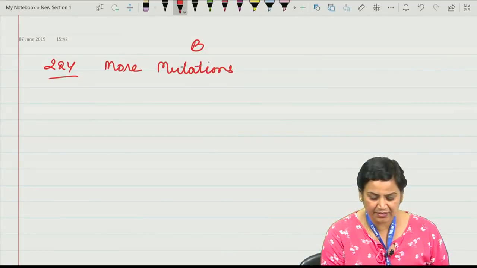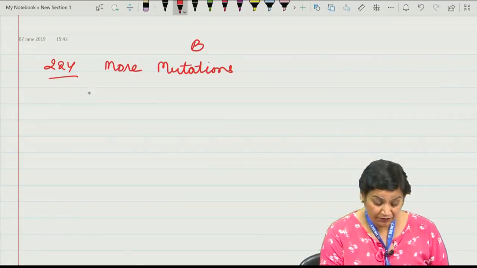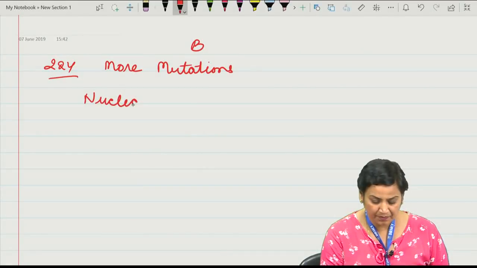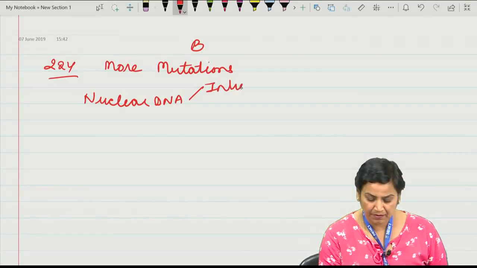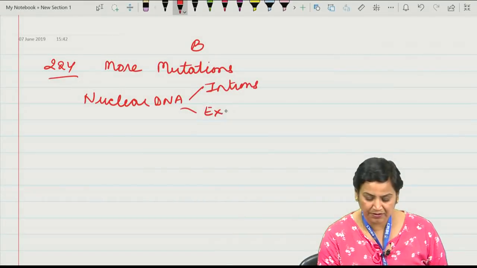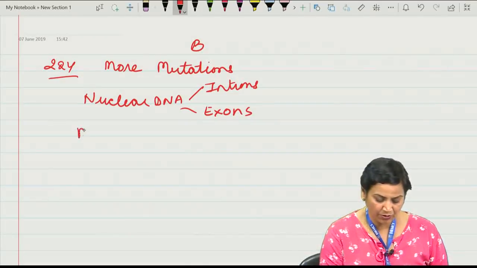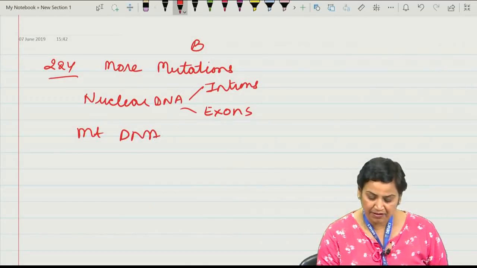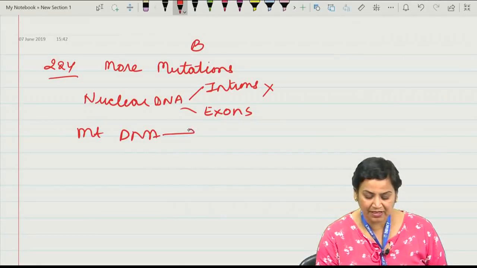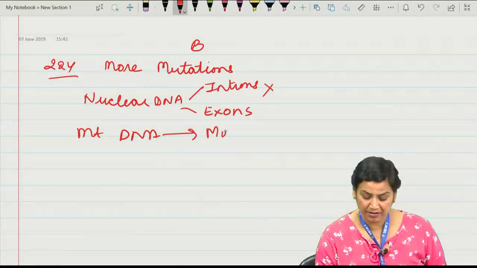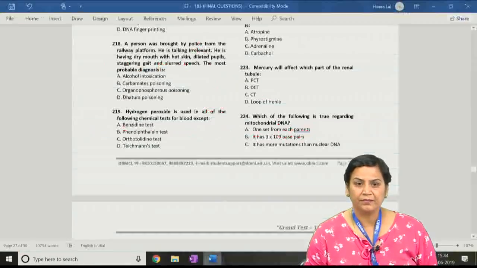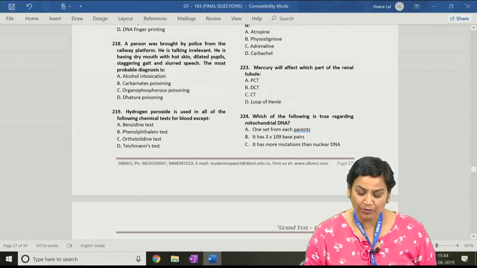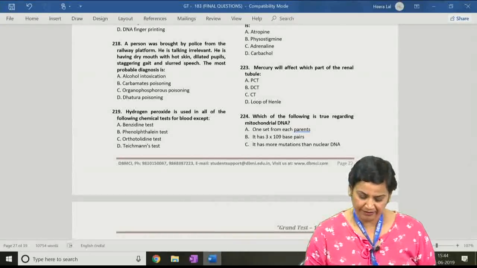The major difference is, if we talk about nuclear DNA, it has both introns as well as exons. And if we talk about mitochondrial DNA, since they lack these, obviously there are chances of more mutations in this. So the answer to this question will be option C: it has more mutations than nuclear DNA.